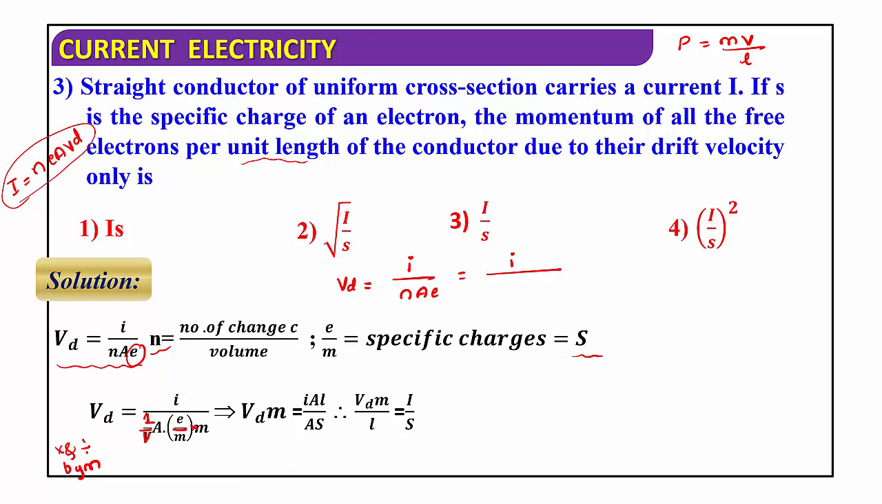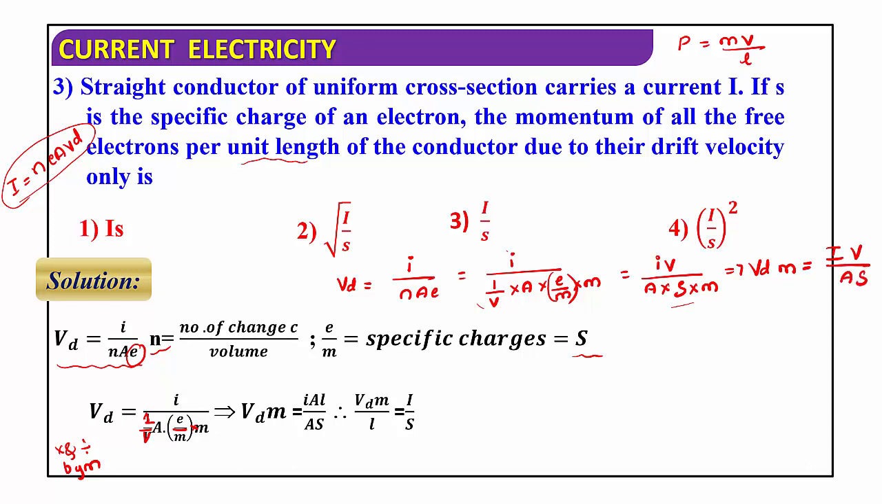So what is N? Number of charges per unit volume means 1 by V, into area, keep as it is, multiply and divide by M on the E value here. So we can write this equation as I keep as it is. This V we can take to the numerator, I into V divided by A, keep as it is. What is E by M? E by M is the specific charge, into M keep as it is. So this M we can take to the LHS. So the equation becomes Vd into M is equal to I into V divided by A into S.